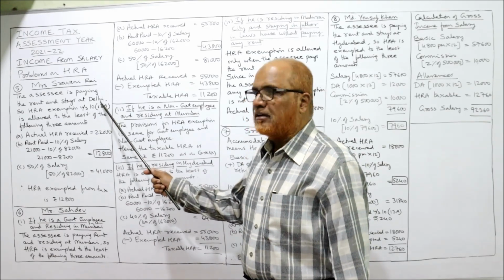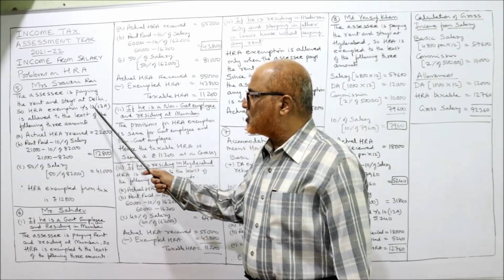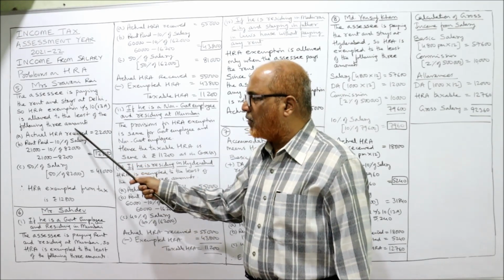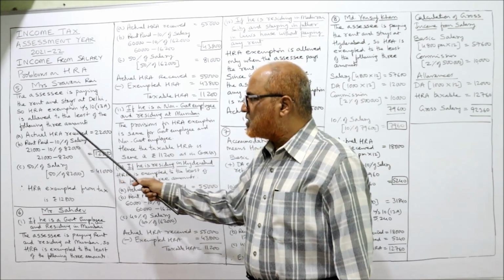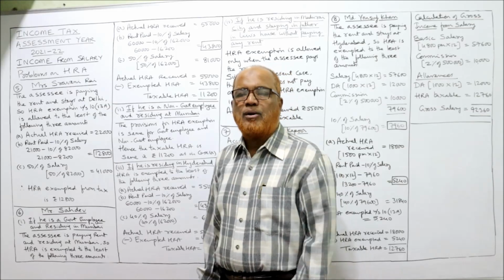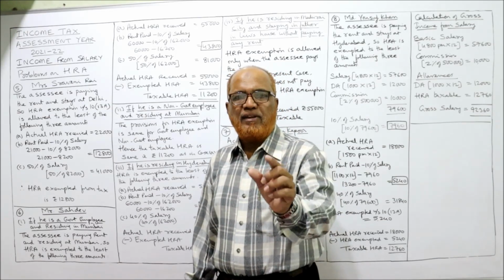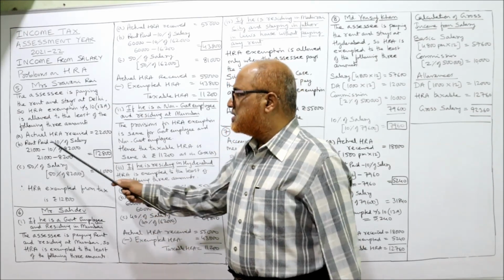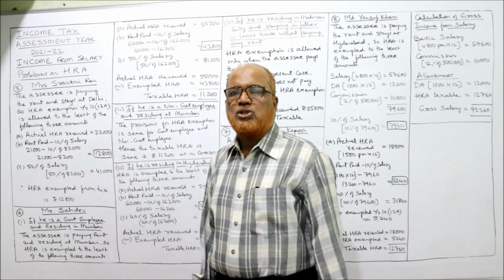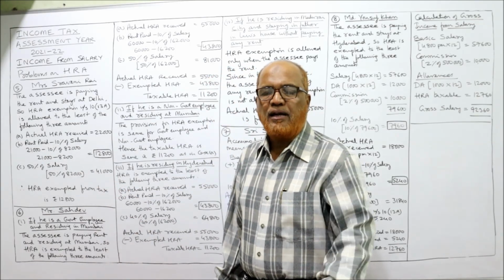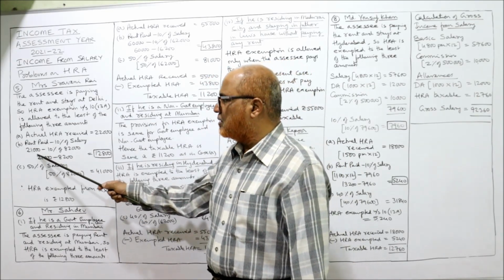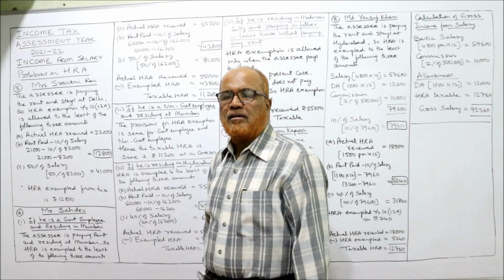Simply we have to see whether she is paying the rent and where she stays. She stays at Delhi. So HRA exemption under section 10(13)(a) is allowed to the least of the following three amounts. First, actual HRA received, 22,000, given in the problem. Second, rent paid minus 10% of salary. Rent paid is given as 21,000, minus 10% of salary.